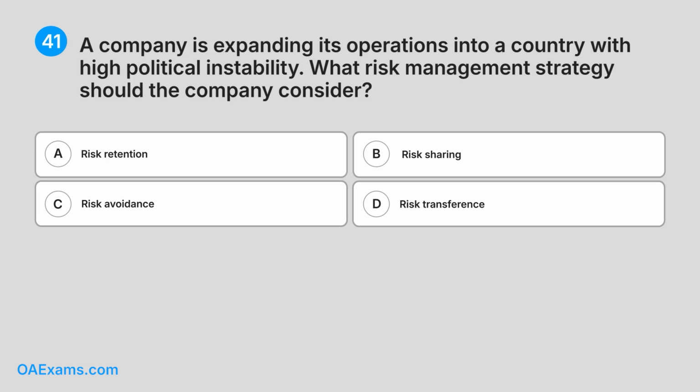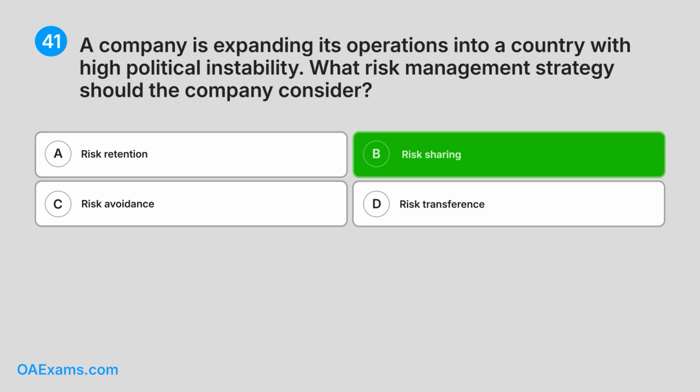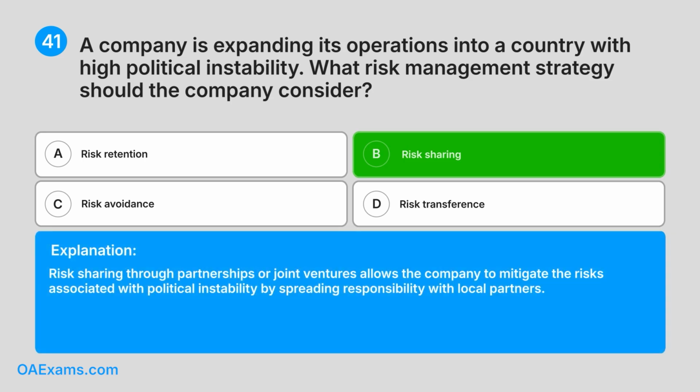A. Risk retention. B. Risk sharing. C. Risk avoidance. D. Risk transference. What do you think is the answer? Correct answer. B. Risk sharing. Explanation. Risk sharing through partnerships or joint ventures allows the company to mitigate the risks associated with political instability by spreading responsibility with local partners.